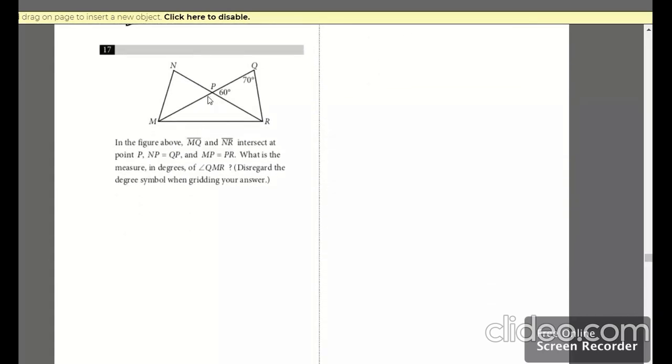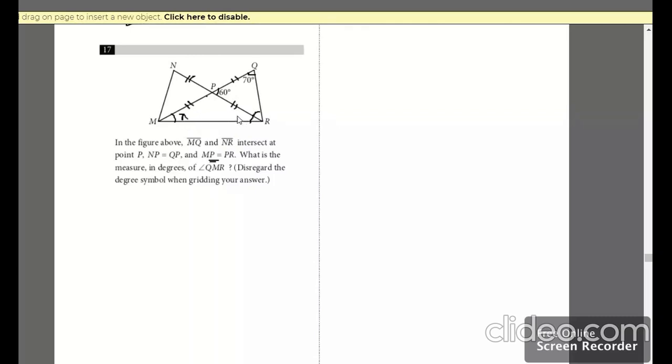Now this is what you have to understand, that they have given a triangle over here, so this angle and this angle, whereas we are concerned with finding the angle QMR. We didn't even have this angle. But the criterion given to us is this MP and PR, as you can see they are equal, as well as NP and QP. So whenever we have an isosceles triangle, the angles which they make with the base are equal.